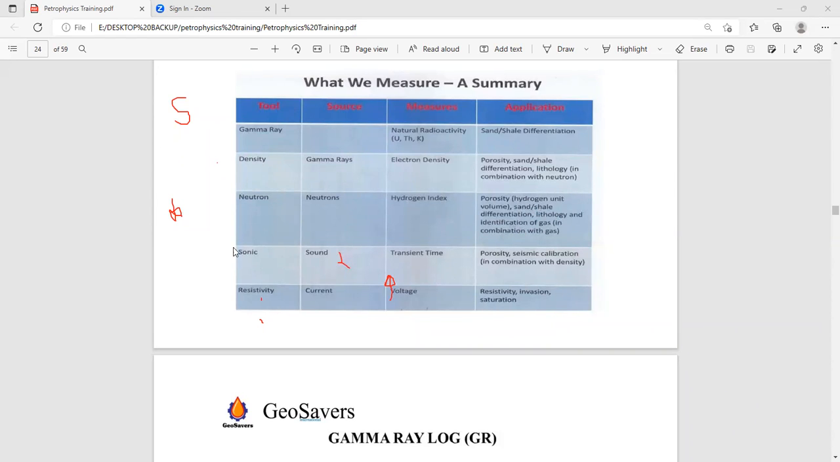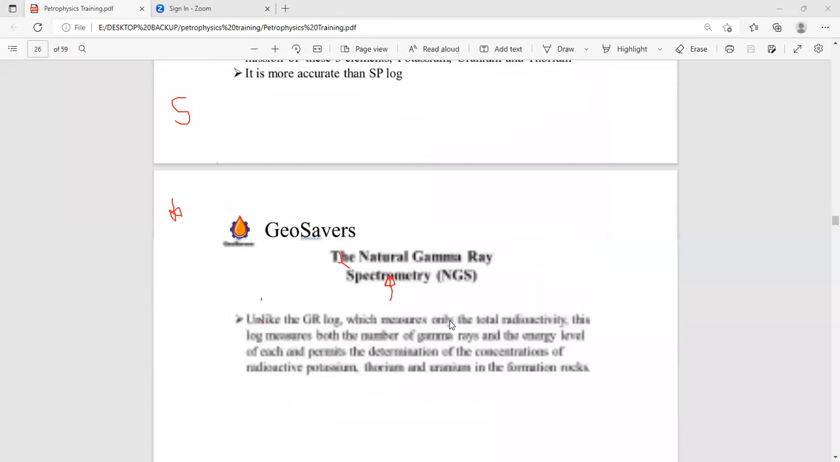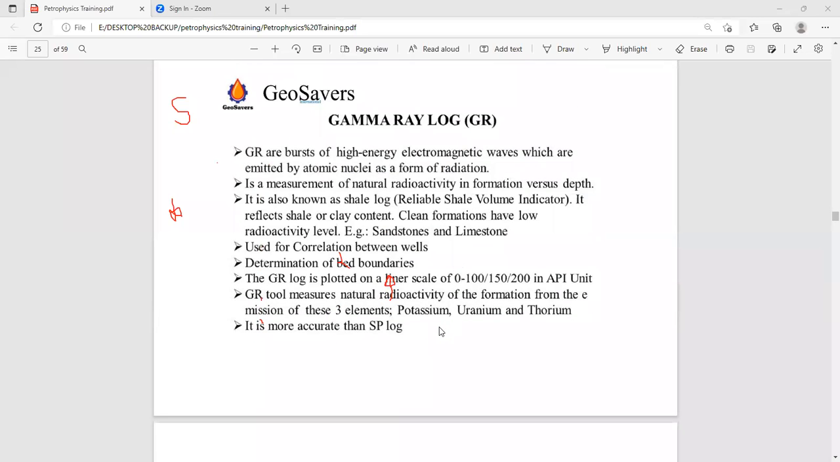So sonic measures the transit time, the time taken for P waves and S waves to travel from one receiver to another receiver. That's why they call it a transit time, because we have two receivers. What they're actually measuring is the time difference between the first receiver and the second receiver. And then we have the resistivity, which I've already talked more on. All right, so let's go now to the gamma ray.